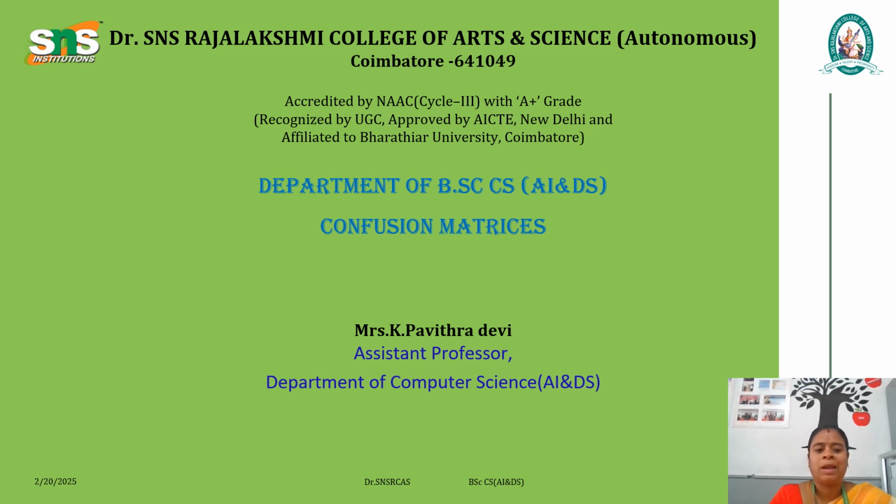I am going to take the class about confusion matrix. Confusion matrix is the performance measure tool used in classification problems to evaluate the accuracy of model predictions. It provides a comprehensive view of how well a classification model is performing, particularly when the data is imbalanced, that is, when the classes are not equally represented.